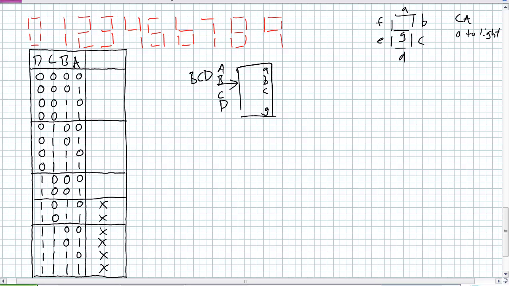We're not going to do that for this example. I'm going to leave a couple of them to you. Let's develop the output for segment A. So just think about it. It takes a 0 to light. It's active low. Which numbers does it need to light up at?